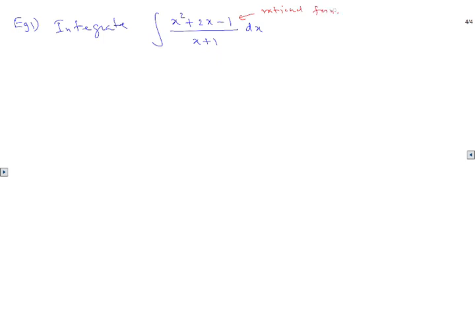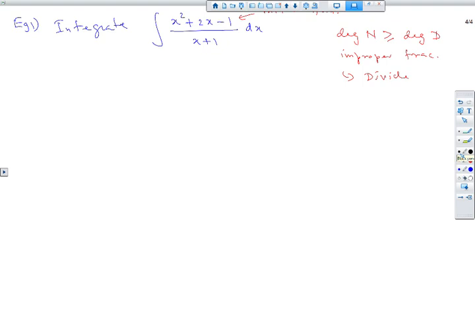And also you notice that the degree of the numerator is greater than or equal to the degree of the denominator. That means we have to do something because it is an improper fraction. So it's an improper fraction. That means we need to do the division. So we divide. We're going to do the division here. I'm going to use the long division.